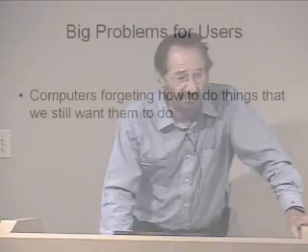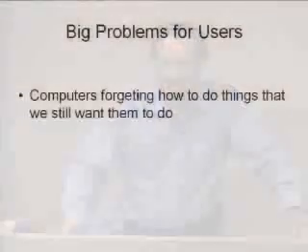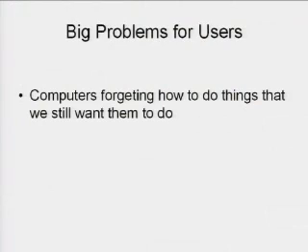So, computer consciousness would have the idea of associating that icon and my clicking on it with an event that's supposed to happen within a certain amount of time, and it would look to see if it's happening. That's the idea. So, amongst the problems is computers forget how to do things that we still want them to do.